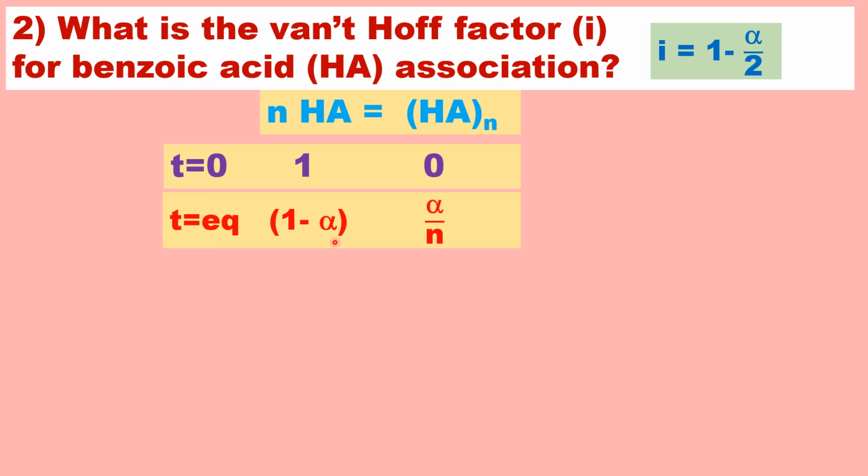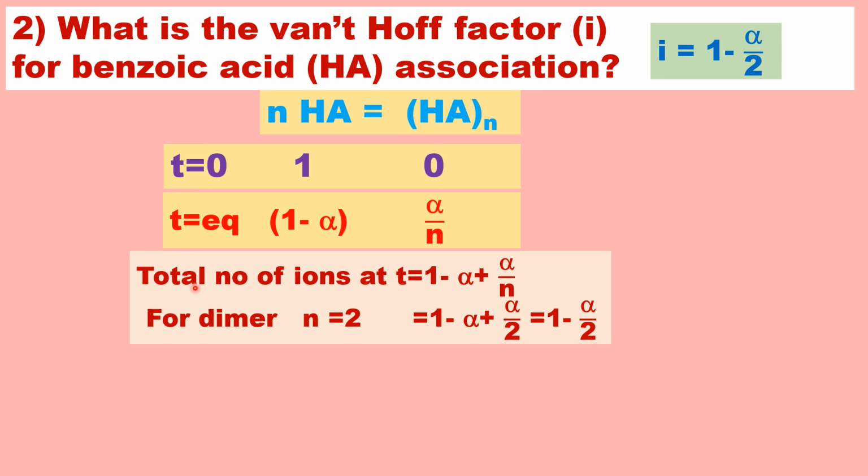similar to dissociation. A fraction of moles is associated. Therefore, 1 minus alpha, and alpha by n. Why? Because for 1 mole, for example if it is a dimer, you have 2, therefore alpha by 2. For n, alpha by n.